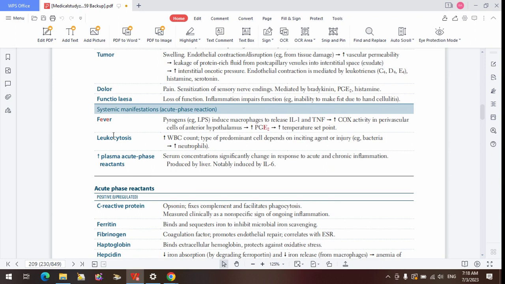What will cyclooxygenase activity do? It will increase the level of PGE2, because cyclooxygenase is one of the enzymes that can increase production of PGE2, particularly COX2. If it's PGE1, that will be COX1. One thing I want to say about cyclooxygenase 2 is that COX2 is elevated in inflammation. COX2 helps to drive the inflammatory response because it produces prostaglandins like PGE2, PGF2 alpha, and PGI2 that are very important in inflammation.